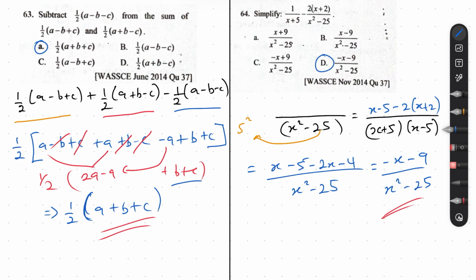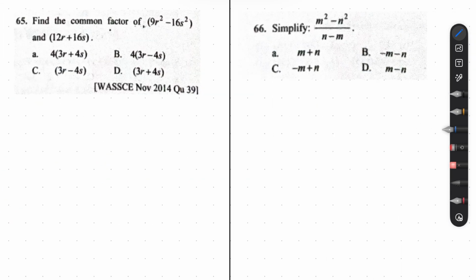Okay, cool. Let's move on to question number 65. It says find the common factor of 9r squared minus 16s and 12r plus 16s.